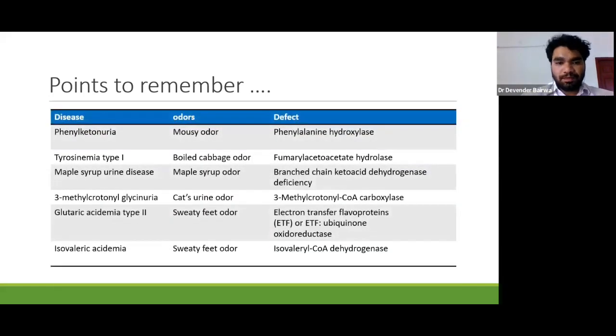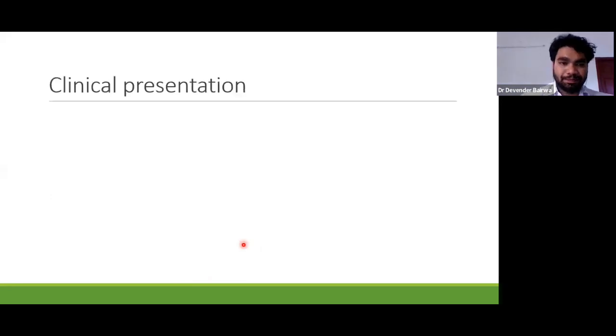Then there are some odors, like phenylketonuria is associated with a mousy odor. The defect is in the phenylalanine hydroxylase enzyme. Tyrosinemia type 1 can have a boiled cabbage odor, and it is because of fumarylacetoacetate hydrolase deficiency. Maple syrup urine disease, we have seen, because of branched-chain keto acid dehydrogenase deficiency, has a maple syrup odor. 3-methylcrotonyl glycinuria has cat's urine odor. Then glutaric acidemia type 2 and isovaleric acidemia can both have sweaty feet odor.